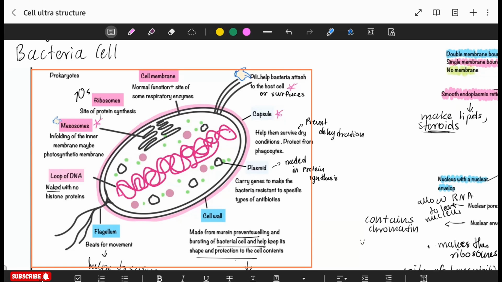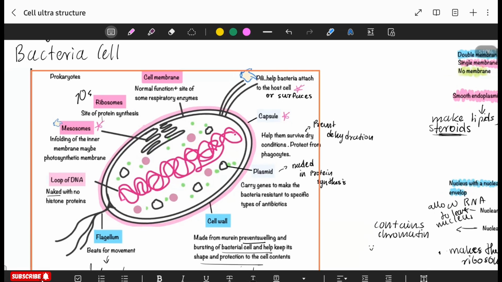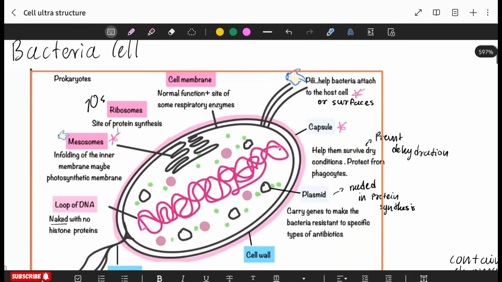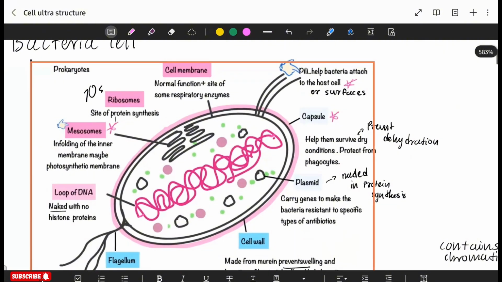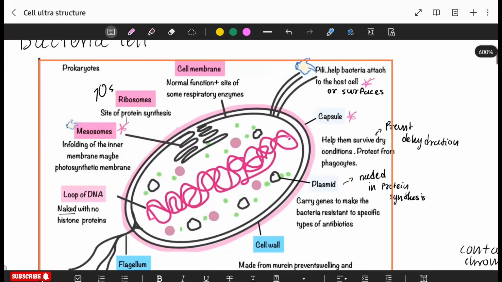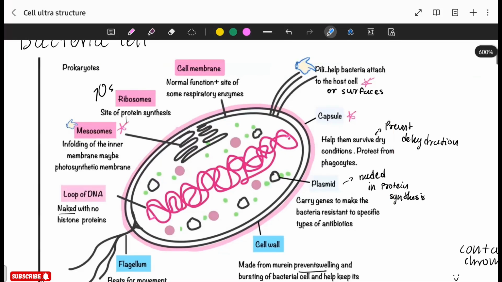And we have ribosomes. They have 70S ribosomes, and we know protein synthesis occurs in ribosomes, so that's the site of protein synthesis. We have the mesosome. The inner foldings you can see here are formed when the cell membrane folds inside, and this forms the mesosome. It's a photosynthetic membrane.